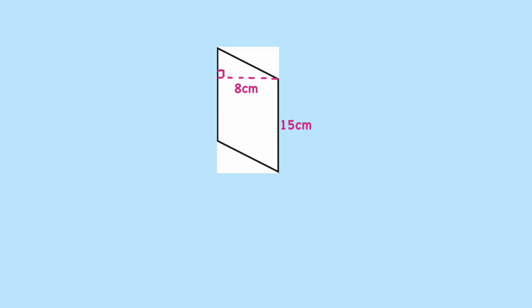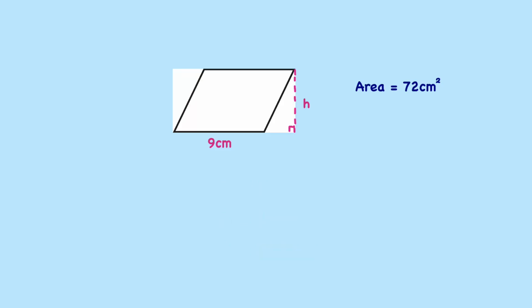With parallelograms, they can sometimes be drawn as follows. You can think of the parallelogram as if it's on its side. So the base is 15 centimeters and the perpendicular height between the parallel sides is 8 centimeters. Remember to look out for the right angle. So using the formula A equals BH, you substitute in the values, the 15 and the 8, and then you work out 15 multiplied by 8, which is 120 centimeters squared.